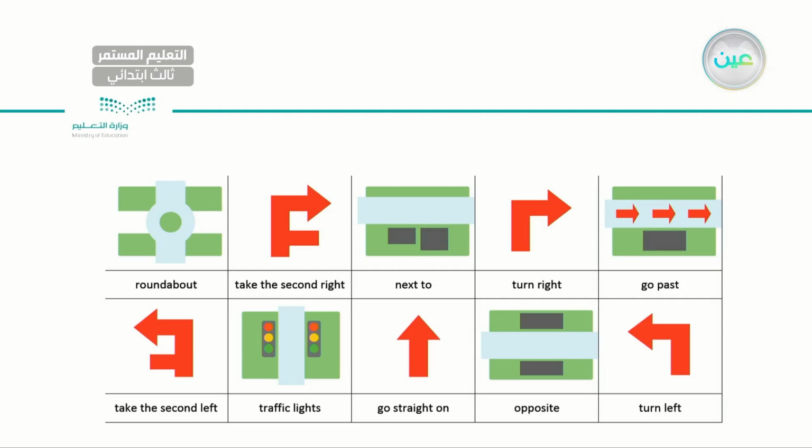Roundabout, take the second right, next to, turn right, go past, take the second left, traffic lights, go straight on, opposite, and turn left. Here are some of the directions that we might give to our confused man.